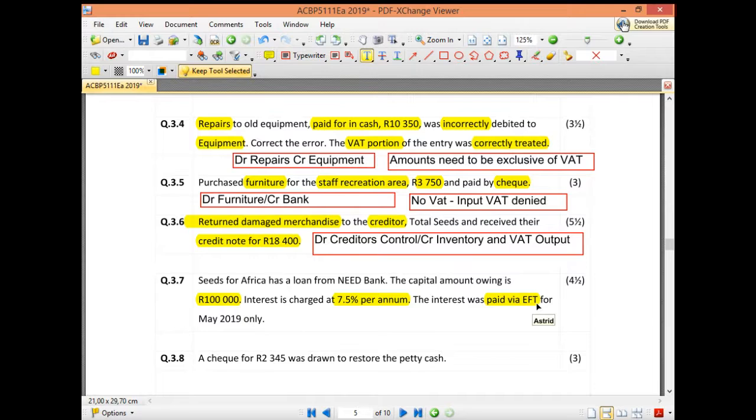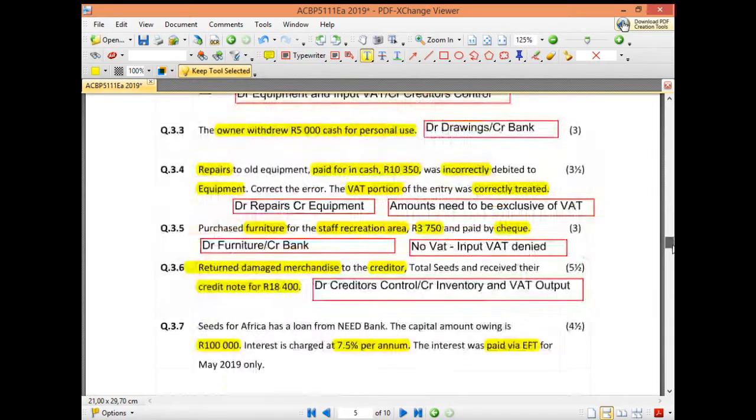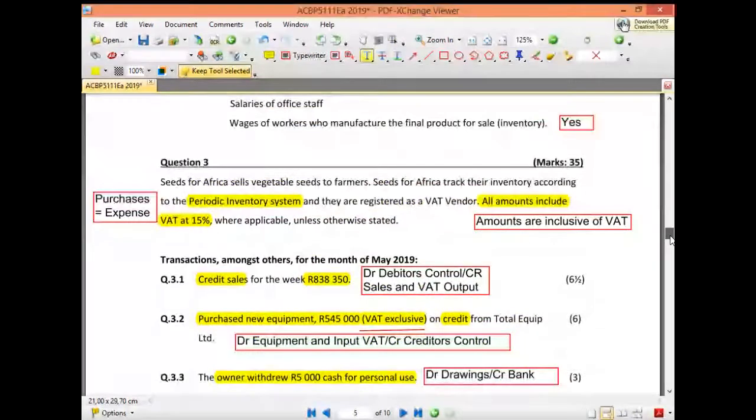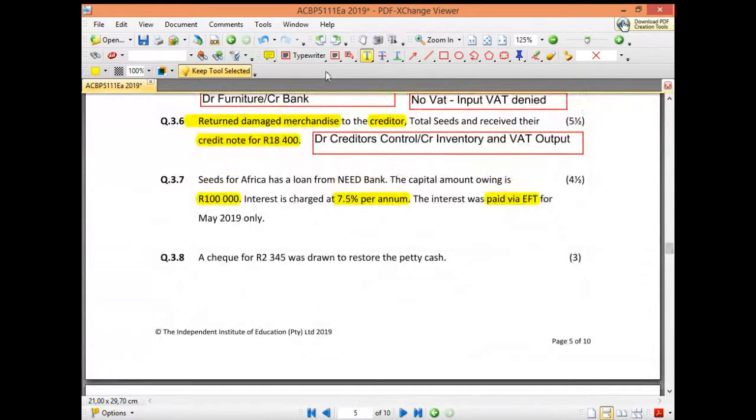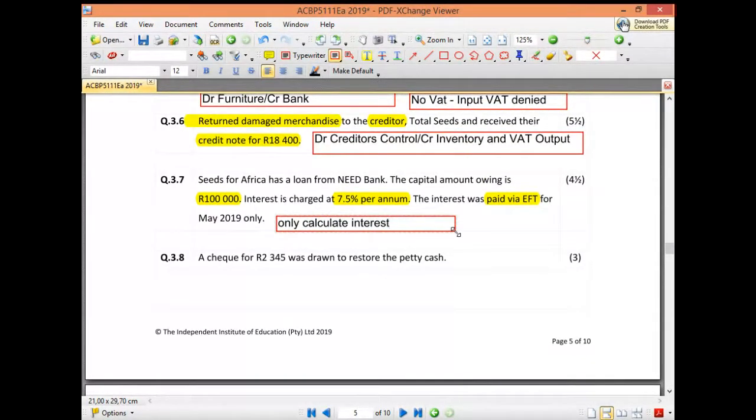So you would have to go calculate the interest amount that was paid. Now what we need to look at here, is it for a month or is it for the entire year? Now this is only for a month. So this means I will only calculate interest for 1 month. Okay.